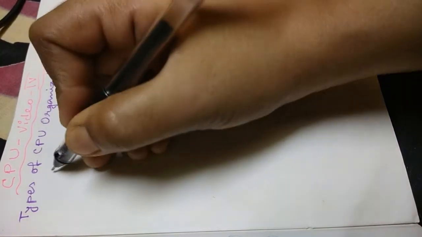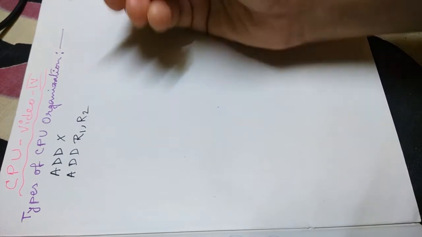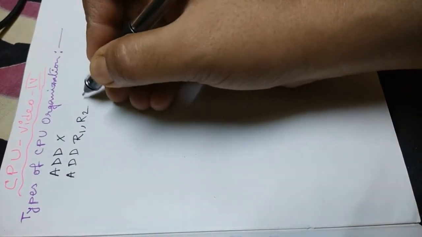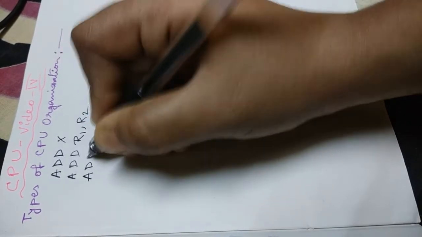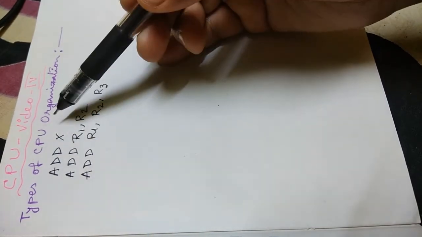Actually, the type of CPU organization determines how an instruction should be written for that CPU. For example, you are familiar with this instruction, add x. X means B, C, D, whatever it is. I can write add R1, R2 also. You are not familiar with this type of instruction. Still, I can write add R1, R2, R3 also. So this is determined by the type of CPU organization.